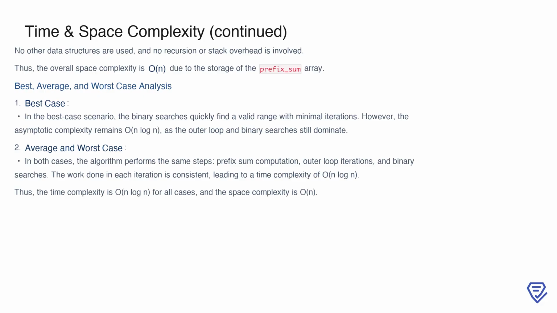Now, let's analyze the time complexity across different scenarios. In the best-case scenario, the binary searches quickly find valid ranges for the middle subarray, perhaps with minimal iterations. However, since the outer loop and binary searches still dominate the process, the asymptotic complexity remains O(n log n). For the average and worst-case scenarios, the algorithm performs the same steps, computing the prefix sum, iterating through the outer loop, and conducting binary searches in each iteration. The work done per iteration is consistent, so the time complexity for these cases also remains O(n log n). Therefore, the time complexity is O(n log n) across all cases, while the space complexity is O(n).